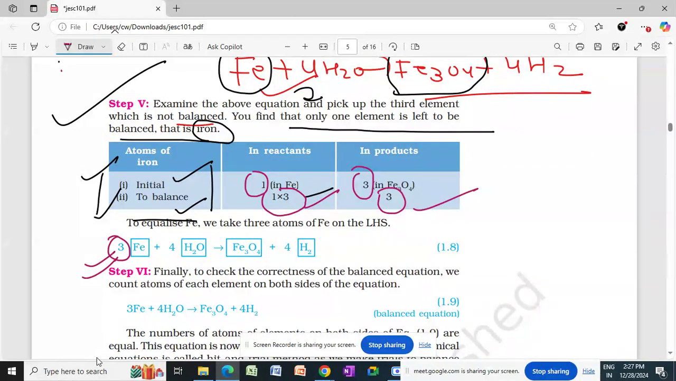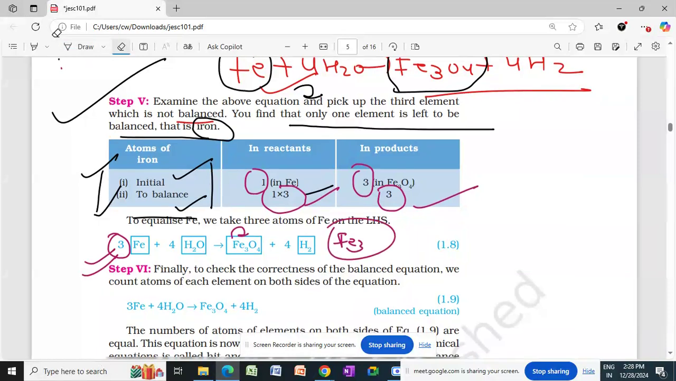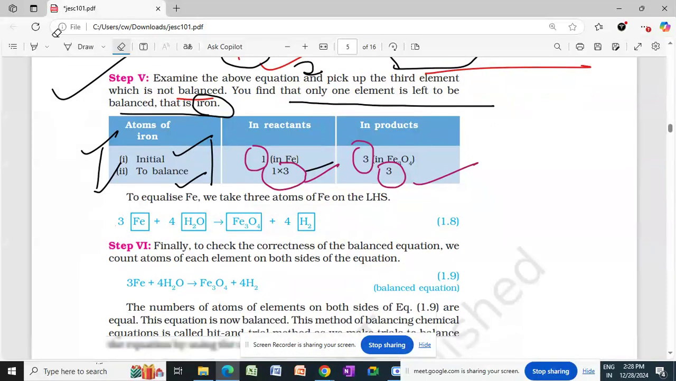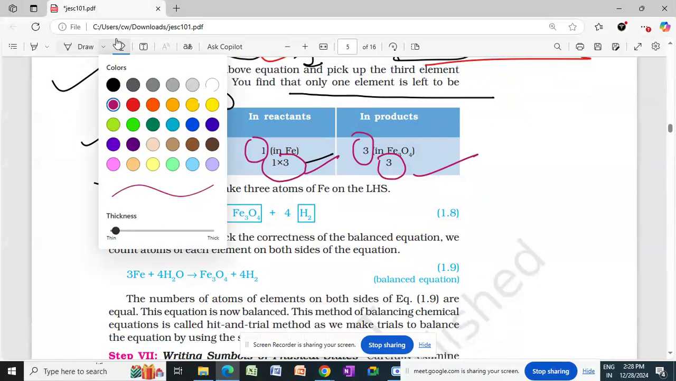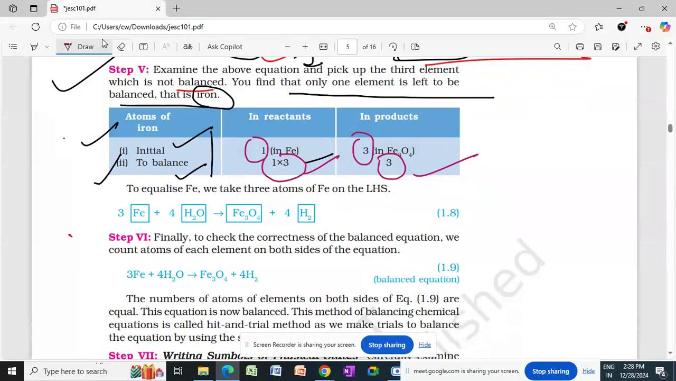Simple. In front of which iron do I have to write 3? The one in which there is less number. Because here in the product side you can see that 3 iron are already there. But in the reactant side there was only 1. So I have to multiply here with the 3. Any doubts?